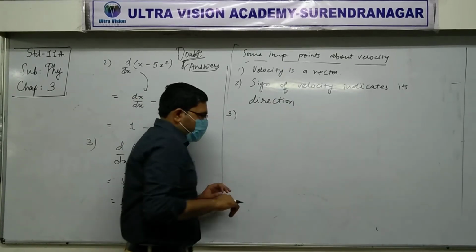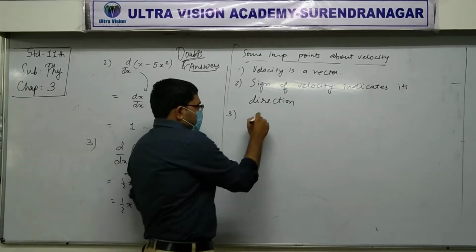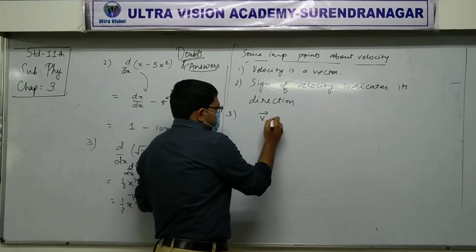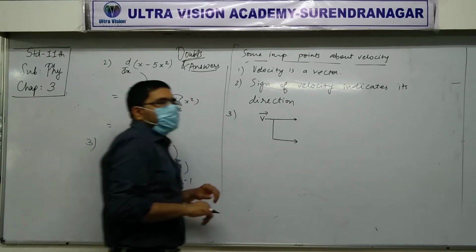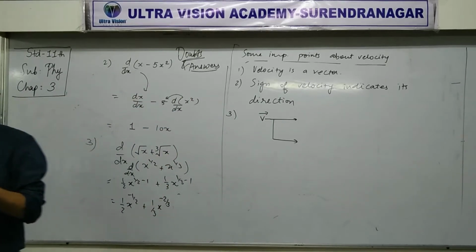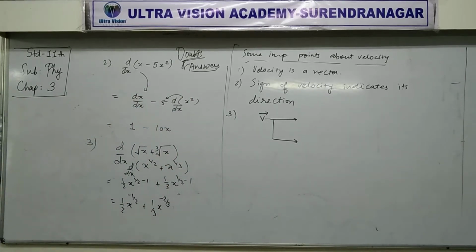Because velocity is a vector, obviously it will be made up of two things. Every vector has two things. Which? Magnitude and direction. Remember that? Yes or no? Yes.